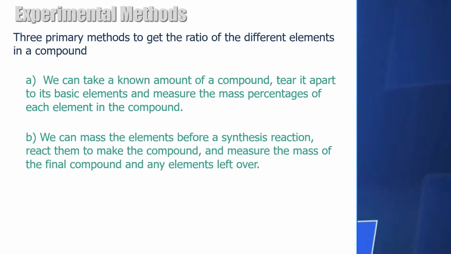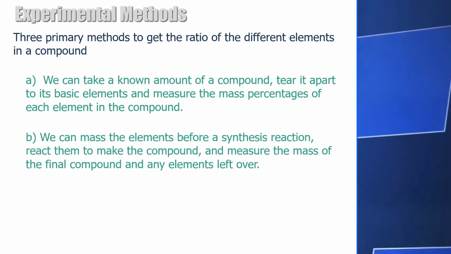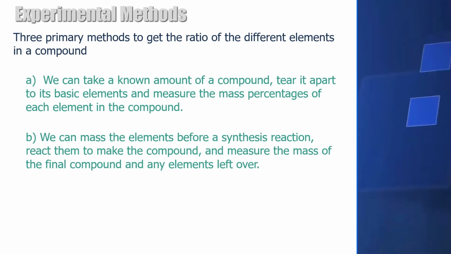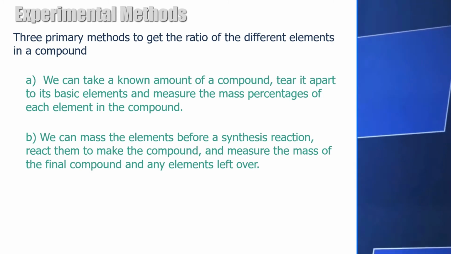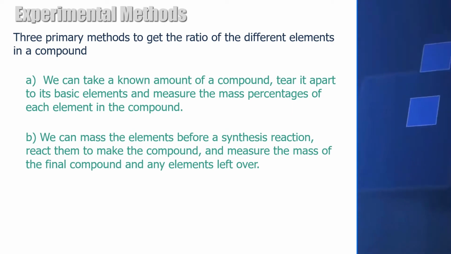Now, for simple compounds, we can mass the elements before a synthesis reaction, react them to make a compound, and then measure the mass of the final compound and any of the elements left over. Once we know all the masses, it's a rather straightforward process to compute the relative mass percentage of the elements contained in the compounds.